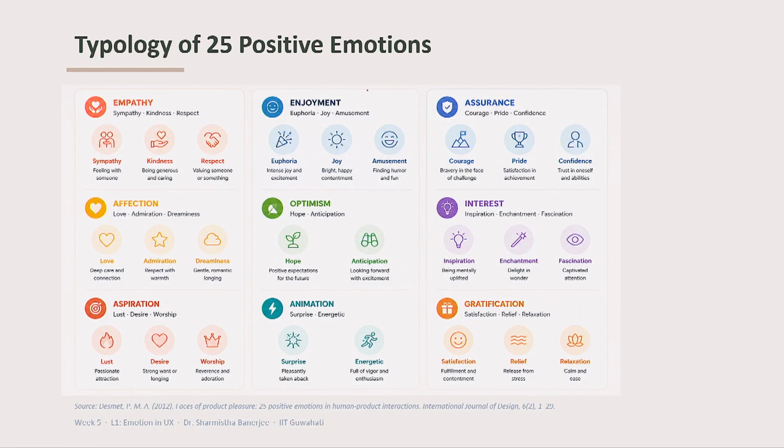The next category is enjoyment. Here I have euphoria, joy and amusement. Euphoria is the intense joy and excitement. Joy is bright, happy contentment. Amusement is finding humor and fun. So an amusement park, I find amusement over there. There is humor and there is fun.